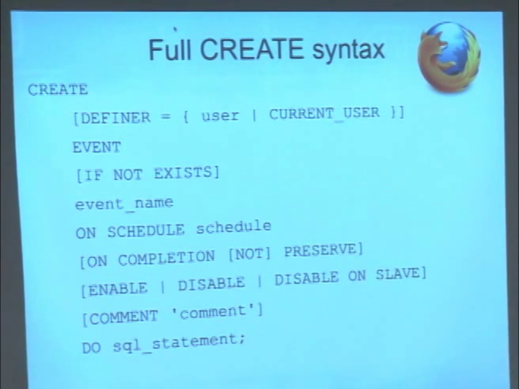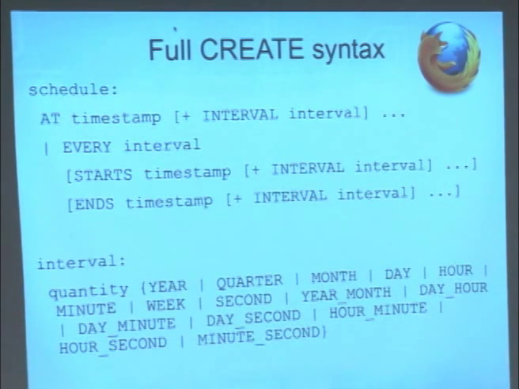The only difference is you can have rename and alter. So what does the schedule look like? This is what the schedule looks like. You can either say at or every. And at can be relative, so you have the intervals, or absolute. The timestamp can be relative or absolute, right? So you can say every, and you can also say starts or ends. You can only say starts or ends for every, because at, you're giving it a start and an end.